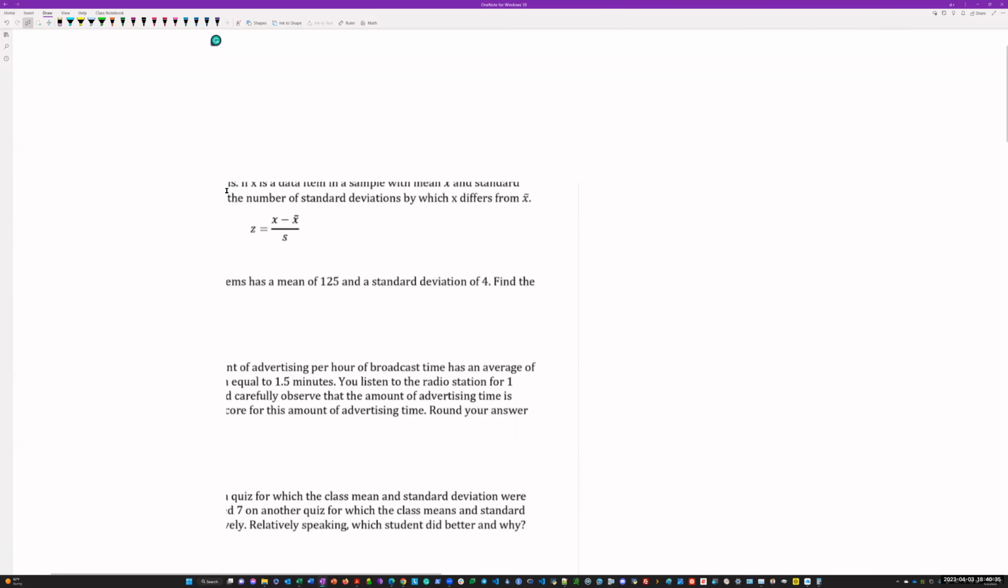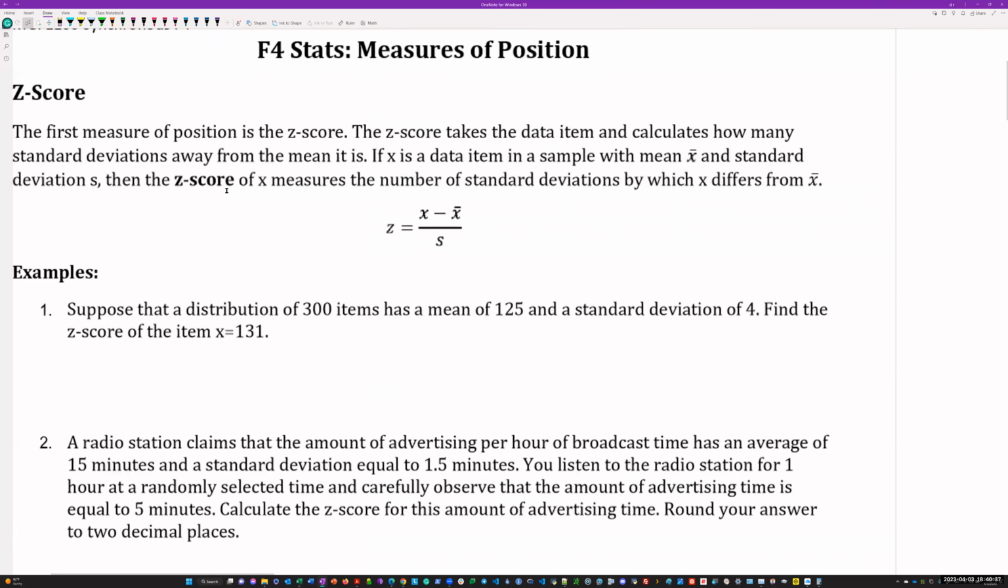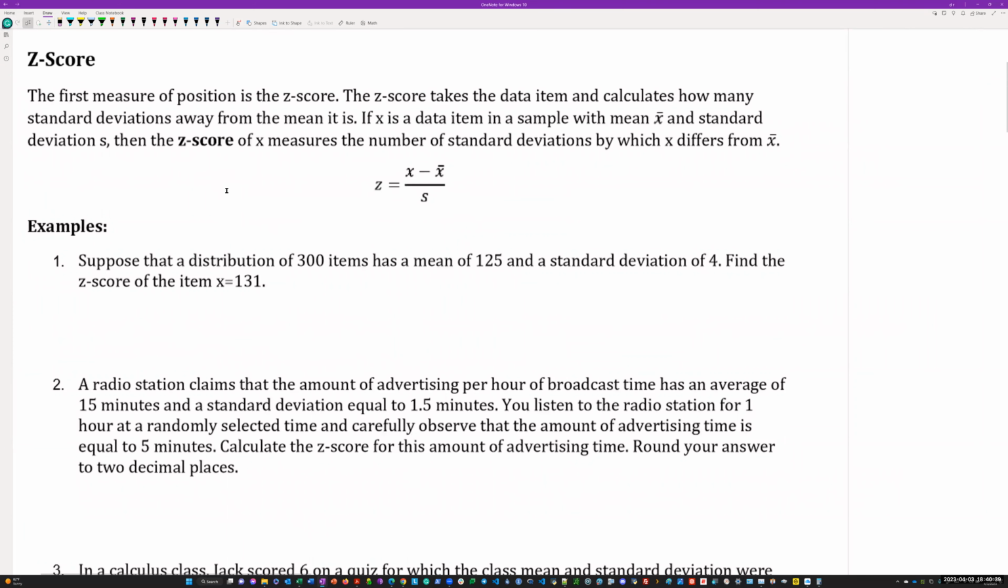This is part of the reason why they want us to discuss this whole standard deviation thing. They want you to understand what z-score is. Does that make sense? All right, so z-score is this formula: X minus x bar, divided by s. Does that make sense?